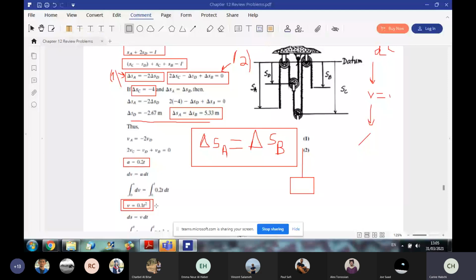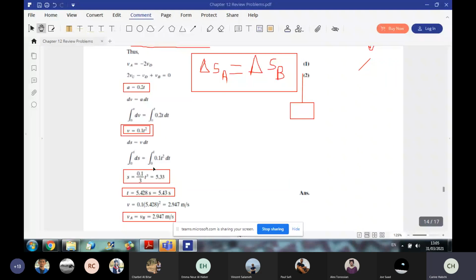So if we integrate this relation, considering that S is 0 when t equals 0, you get that S equals 0.1 t cubed over 3, which is equal to 5.33, which we calculated in the previous step. So now, this equation will allow you to calculate the time needed to lift the block 4 meters. And also, they want you to find the velocity of the block at this instant.